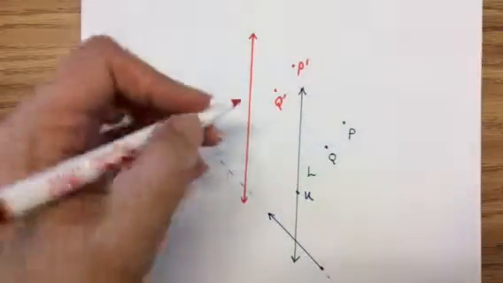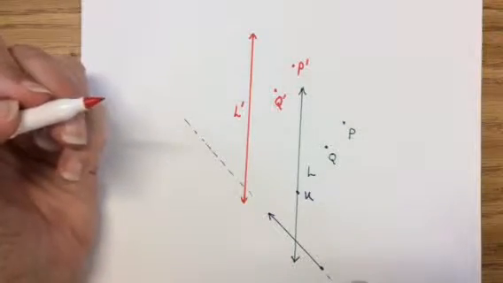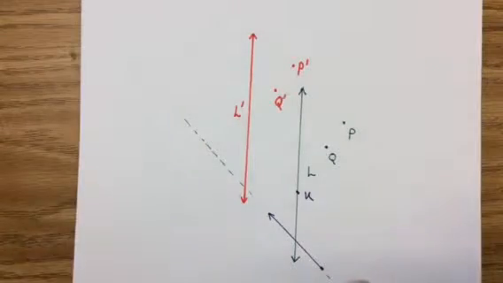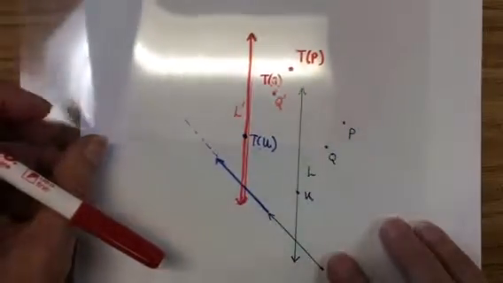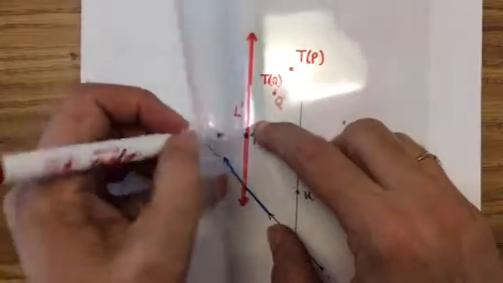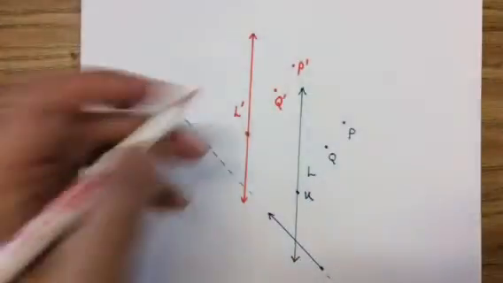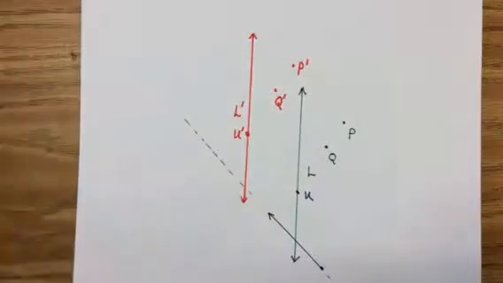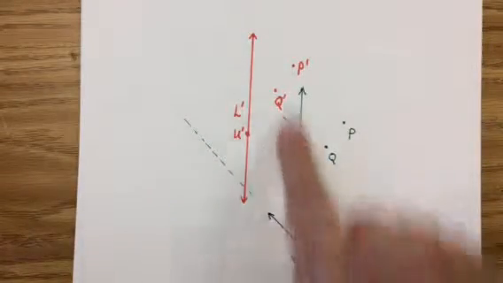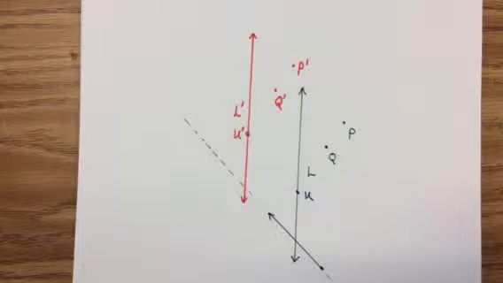This is line L. This is line L prime. And we had point U, and I didn't label the translation of U, but let's do that. It's right here. So this would be U prime right here, and that's a point. Okay, L is the whole line, L prime is the whole line, U prime and U are just the points.